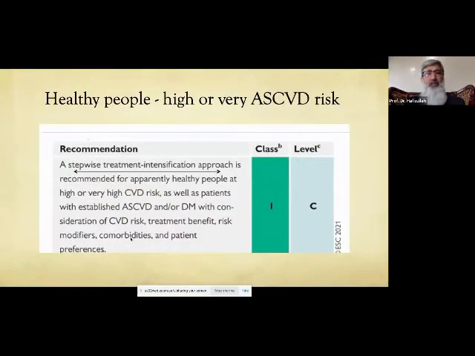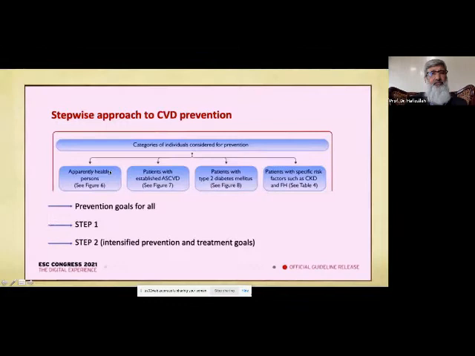For all these patients, the new recommendation is that we must use a stepwise approach, which means we intensify their therapy slowly, gradually. And this is for people who are apparently healthy, or those who have cardiovascular disease, or those who have the risk of cardiovascular disease. And this all should be done, and we will explain that we should look at treatment benefit, risk modifiers, comorbidities, and patient preferences. So everything should be looked at, and we should not go bombing with very high intensity statins. We should have a stepwise treatment approach in all these patients.